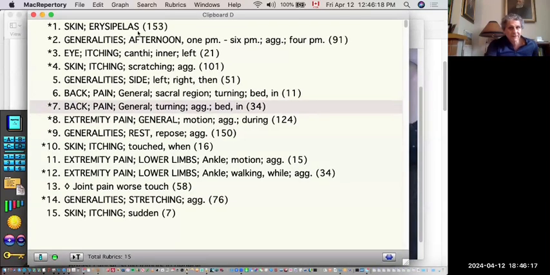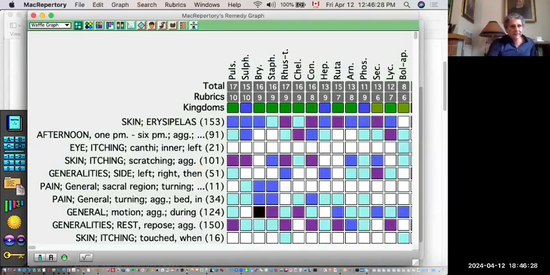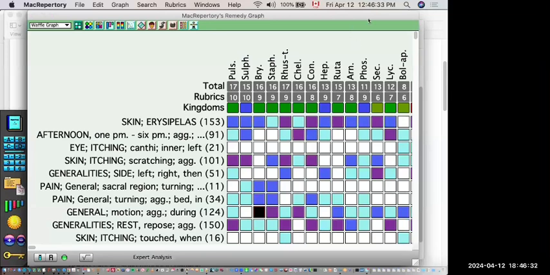So here we have the erysipelas, and those were the symptoms. She was worse every day at 4. The itchiness would get worse. And so if we look at the itchiness, she had a new symptom. She developed a new symptom.